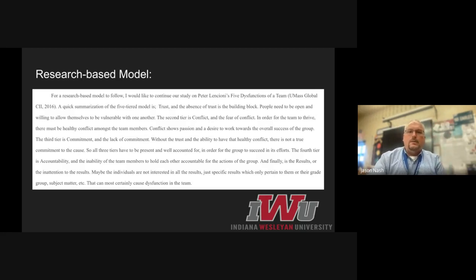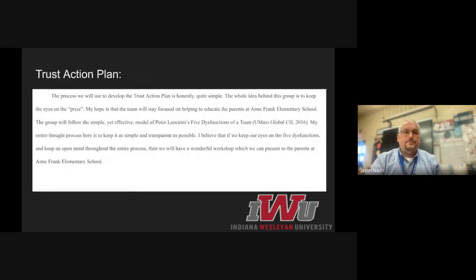Okay, so that will be the model that I think this team that's going to work with the parents at the school would like to follow. It would be nice and simple, even for those members who aren't familiar with Lencioni's 5 Dysfunctions of a Team. We can introduce it. This could be one of our meetings, and certainly we can move on from there.